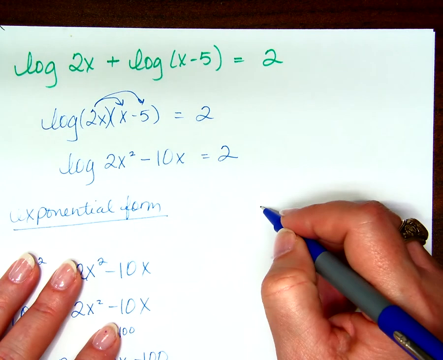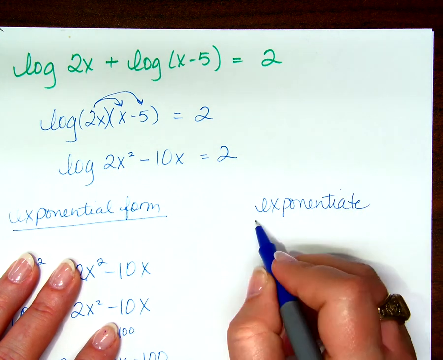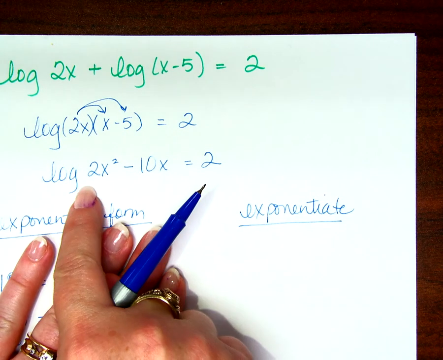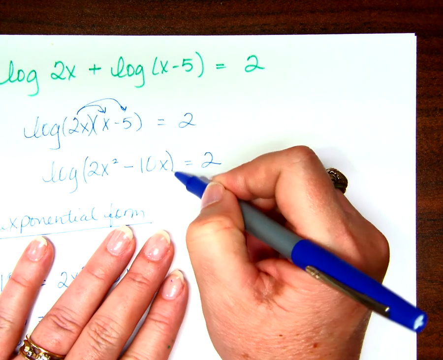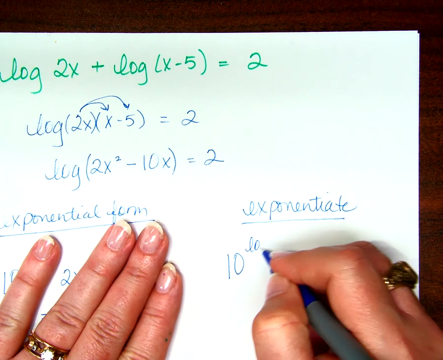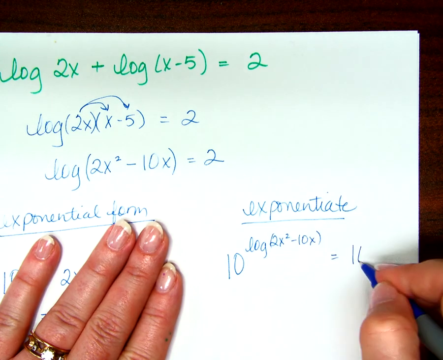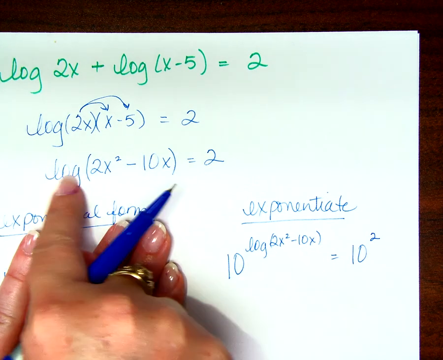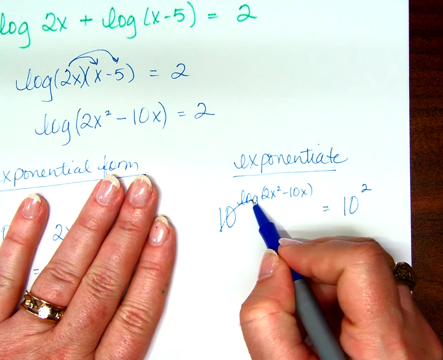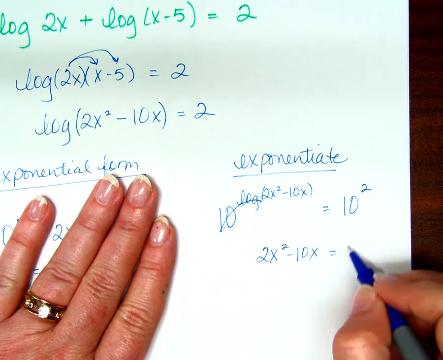Now, let me show you something real quick. Exponentiate. What happens if we exponentiate that side instead? If we take this problem from where it is and we exponentiate, well, what's the base? I'm going to go ahead and put this in parentheses so we don't get confused. The base of this log is 10, so I would say 10 to the log of 2x squared minus 10x equals 10 squared. So it's 10 raised to that side and 10 raised to that side. Log base 10 of 10, when the base and the base are the same, the answer is what's left? 2x squared minus 10x equals 100.